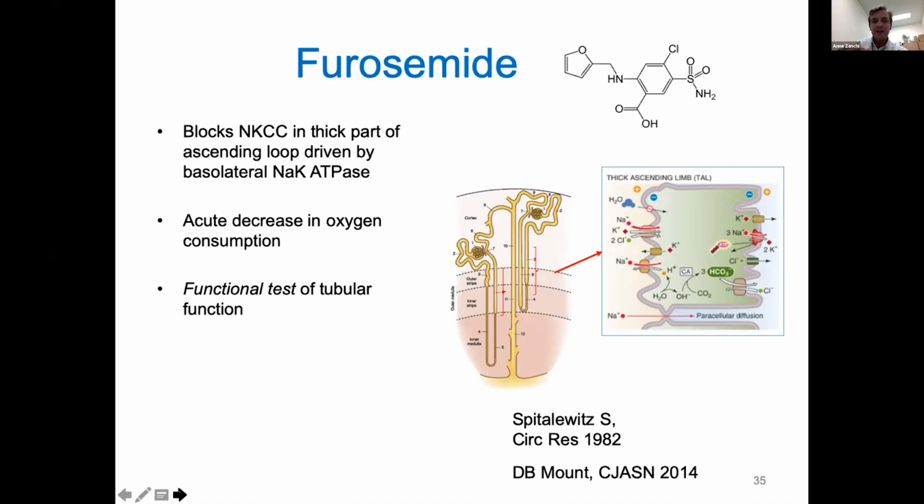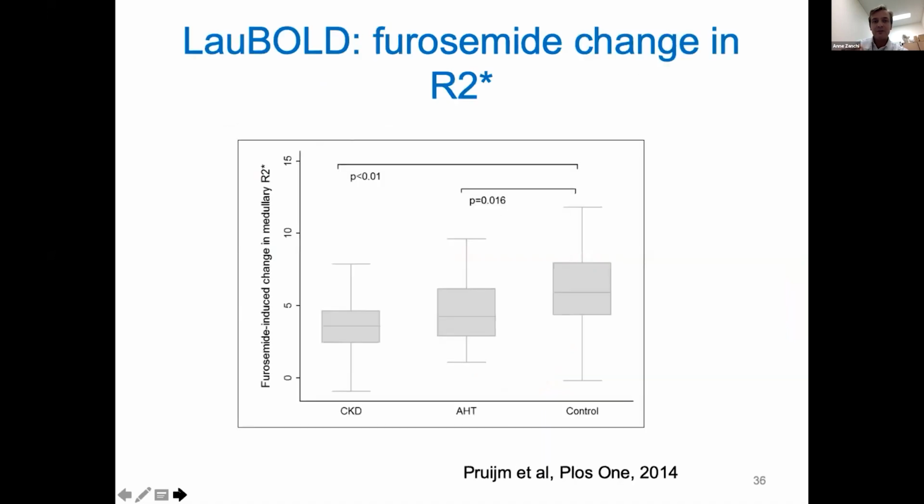Next slide. Because if you have a lot of functioning tubuli, the change in R2 star induced by furosemide will be very large. And here in this slide, you see that in people with normal function, this change is much larger on the right side than in people with CKD if you acutely inject furosemide and repeat the BOLD MRI 15 minutes later. Next slide.